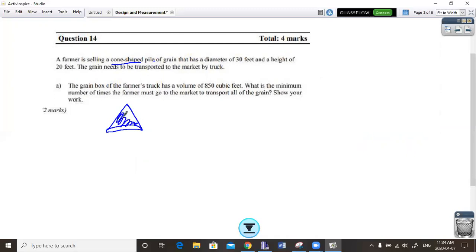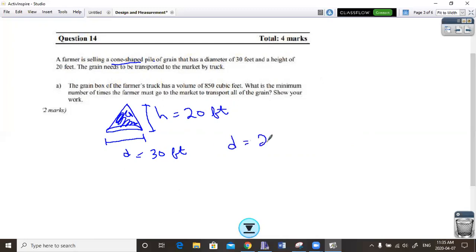Okay, it's the shape of a cone. So the cone has a diameter, and you're given the height. The diameter of the cone is 30 feet, and the height of the cone is 20 feet.